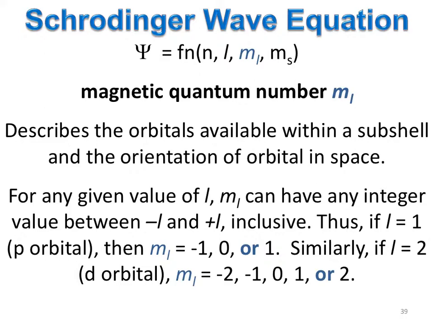When l equals 0, however, m sub l can only equal 0, giving us the designated single s orbital, as I stated earlier. Similarly, for l equals 2, the d orbital, m sub l equals negative 2, negative 1, 0, 1, or 2, giving us a total of 5 d orbitals in any subshell.